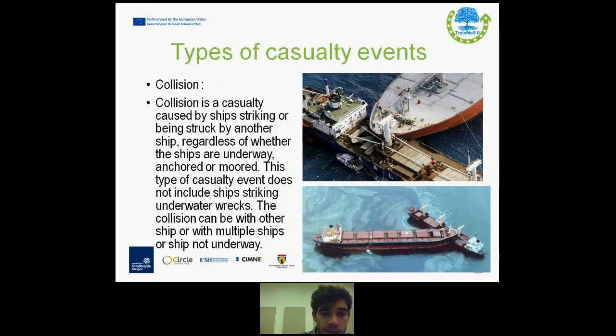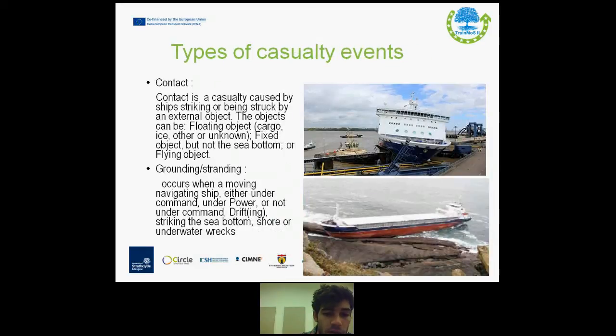Further on, we have the contact type of casualty. Contact is a casualty caused by ships striking or being struck by an external object. The objects can be a floating object, cargo, ice, or other unknown object, fixed object, but not the sea bottom or a flying object. Another category of marine casualty events is grounding, or stranding, which occurs when a moving navigational ship, either under command, under power, or not under command, drifting, strikes the sea bottom or shore or underwater wrecks.